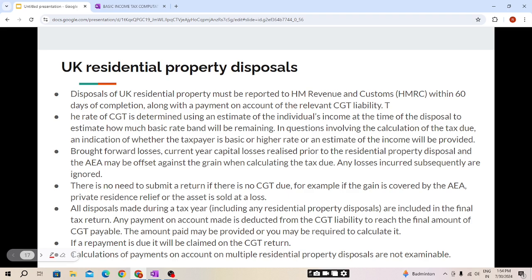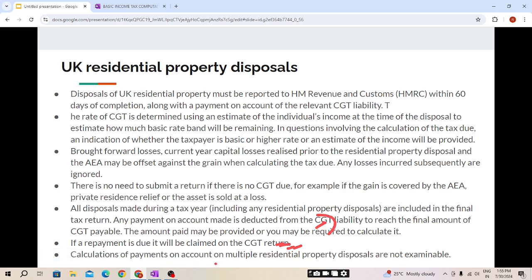But when we calculate our annual calculation, we need to perform the whole calculation. Either in the examination it will be provided that the CGT has been paid on residential property, or you need to calculate it. If a repayment is due, it will be claimed on the CGT return.